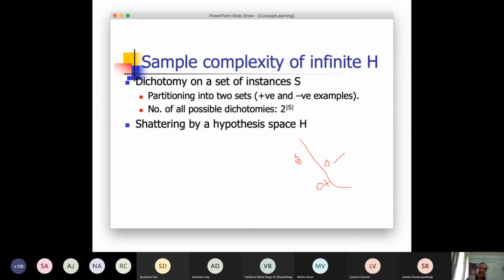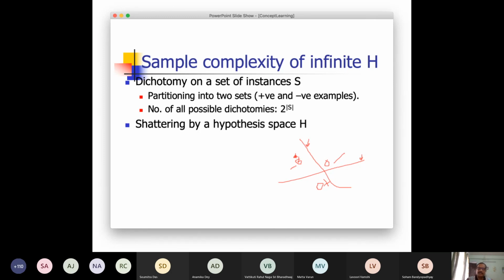This is shattering by a particular hypothesis. But when I say shattering by a hypothesis space, it means that for all possible dichotomies, there exists a hypothesis which shatters it. For example, this is one labeling. Let us consider this is negative, so now these two are negative and this is positive. So I can draw another straight line, and this straight line shatters this labeling. I'm not changing the instances. Instances are fixed. I'm just changing the labels. I'm getting another dichotomy. So like that, all possible dichotomies.